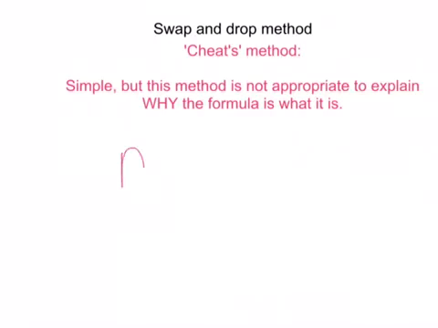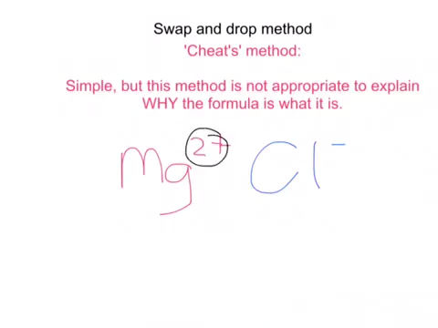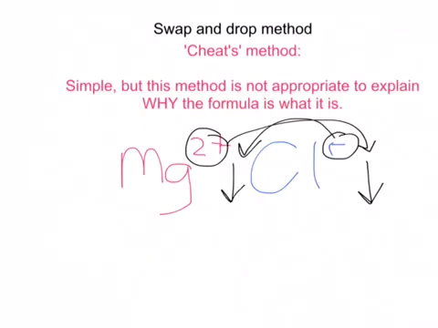So magnesium chloride will go first. So Mg2+ and Cl-. And so the swap and drop refers to the idea that you take this 2 charge number, you swap it over to the other side, over to the chloride side, and drop it down to the bottom. This 1, because remember it is actually like a 1- charge, you take that over to the other side and drop it down.